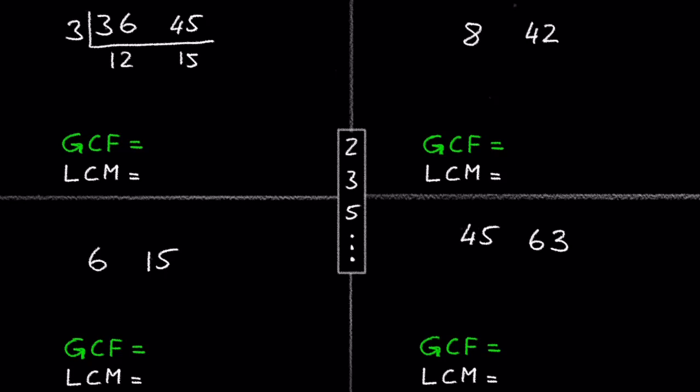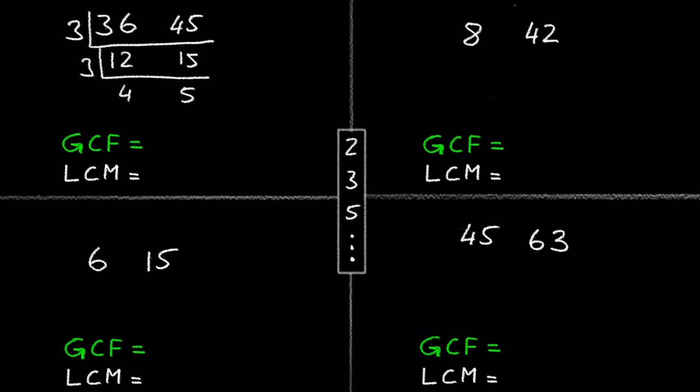So again, are 12 and 15 divisible by 2? No, unfortunately not. Remember, both numbers have to be divisible by the 2. Are 12 and 15 divisible by 3? Yes, they are. 12 divided by 3 is 4. And 15 divided by 3 is 5. Now we are done, because there's no more prime number which divides both 4 and 5.